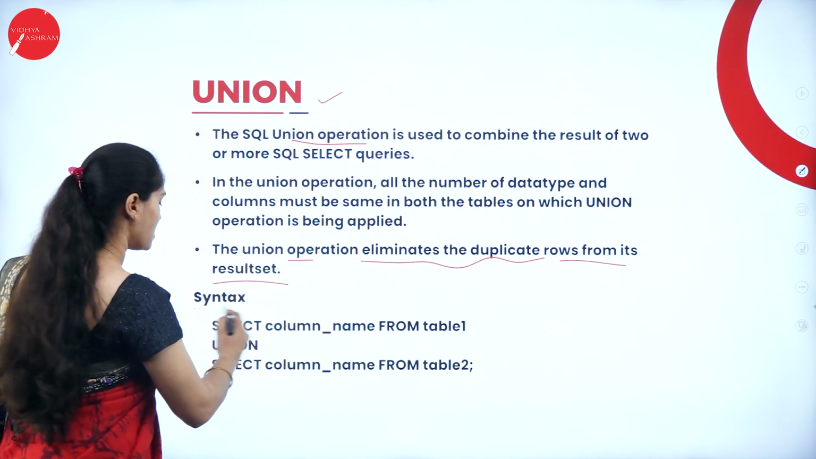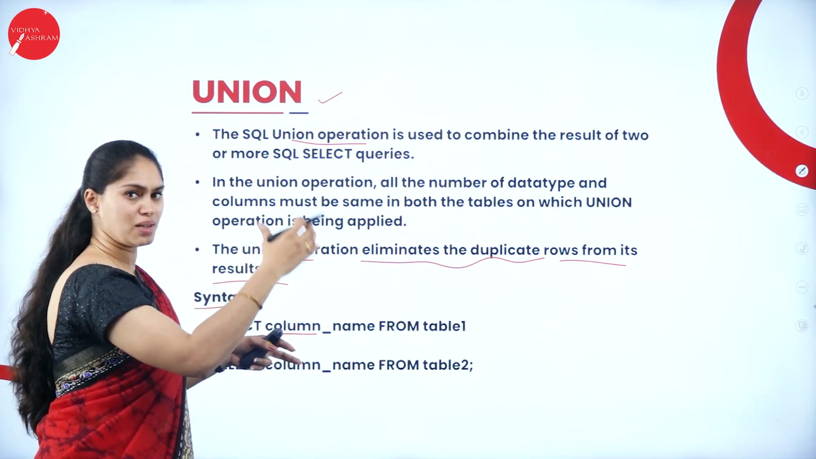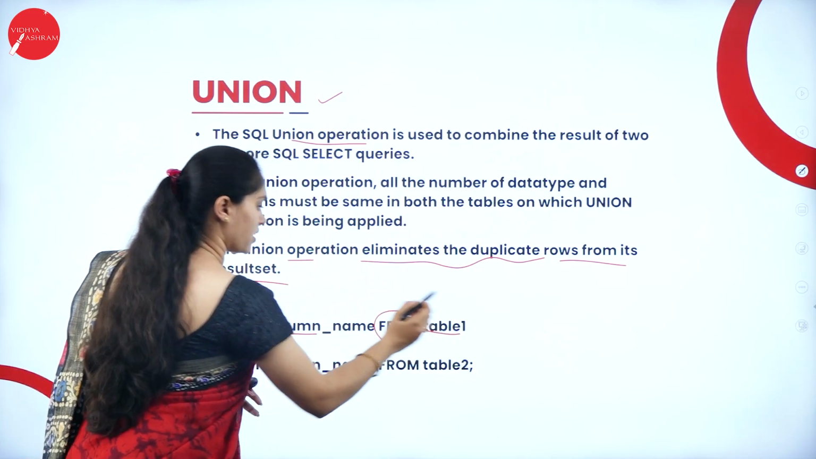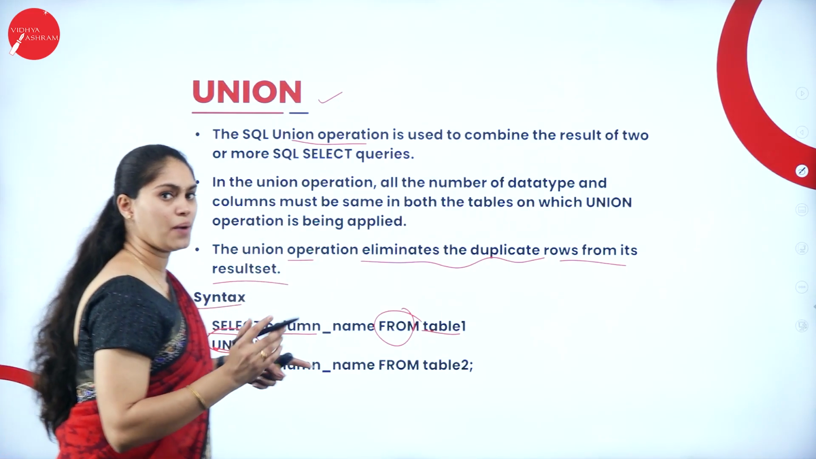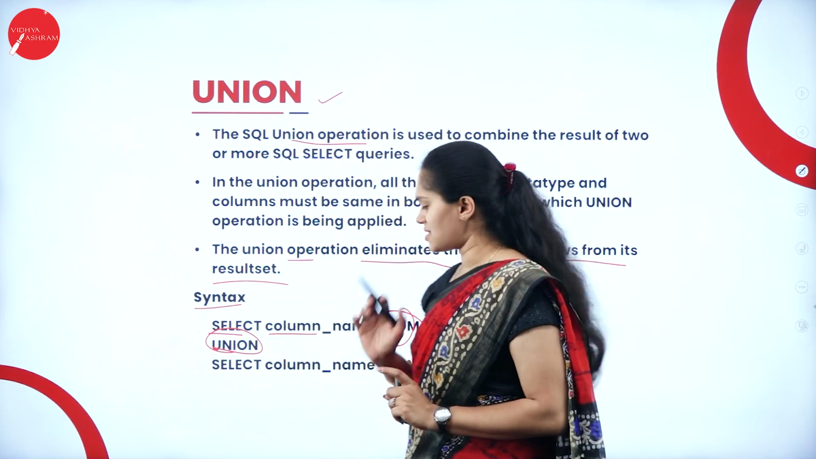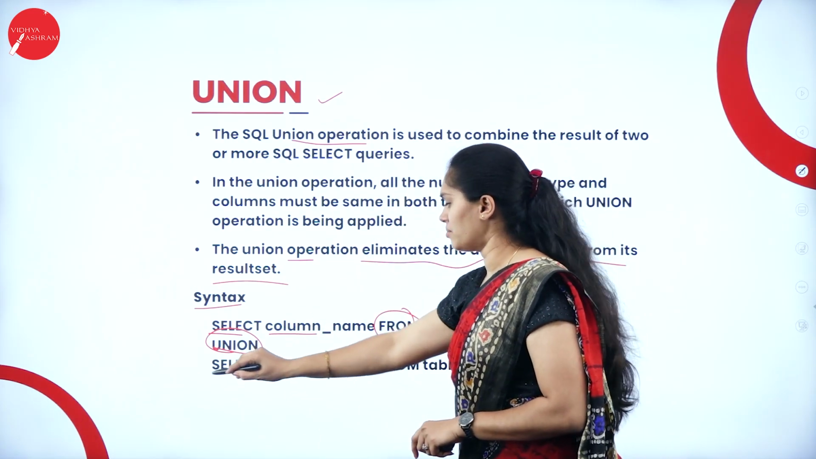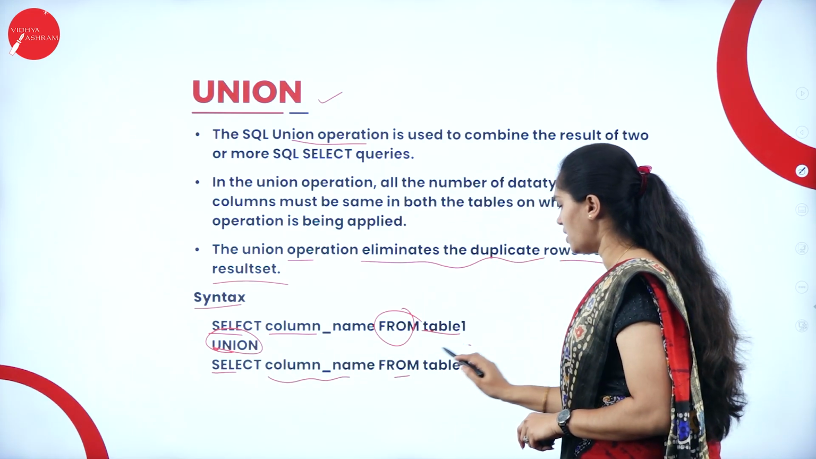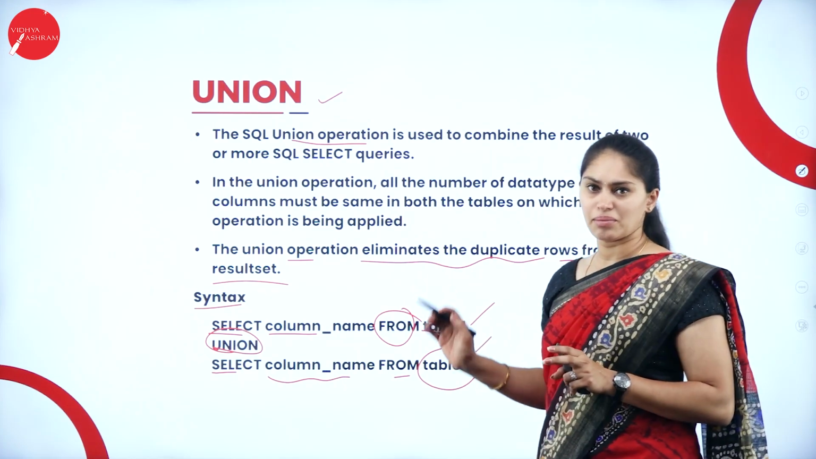You can also see the syntax here: select column name, that means you can select a number of columns from table 1, this is relation 1, union. Here you need to mention the keyword union, which is the set operation, and from another table I am fetching the column, that is, select column name from table 2. So I can have two tables, table 1 and table 2.